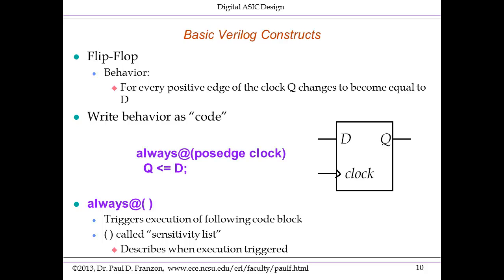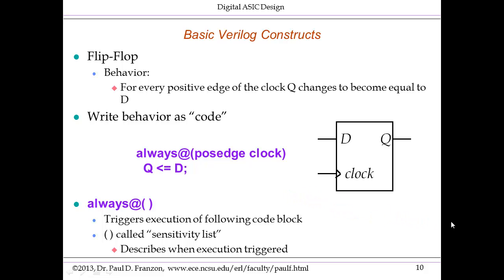For every positive edge, let's make that always at. So that's for the every part, always. We've got always instead of every, and always at pos edge clock. So for each and every pos edge on the clock, execute the following. Q becomes equal to D. Don't worry about this funny less than or equals to at this point. This statement is actually a form of assignment. The reason for this particular form of assignment we'll come back to in a later class.